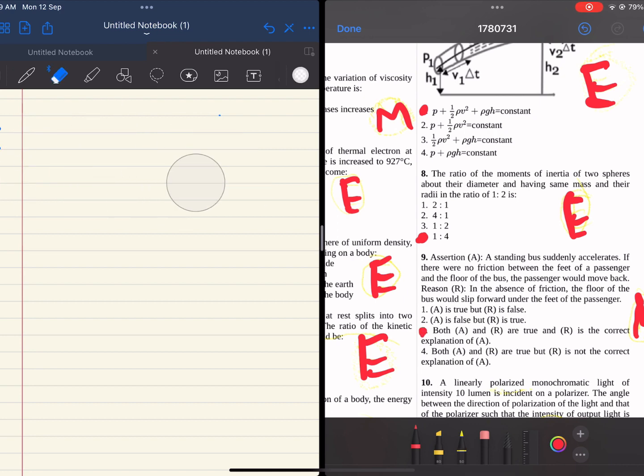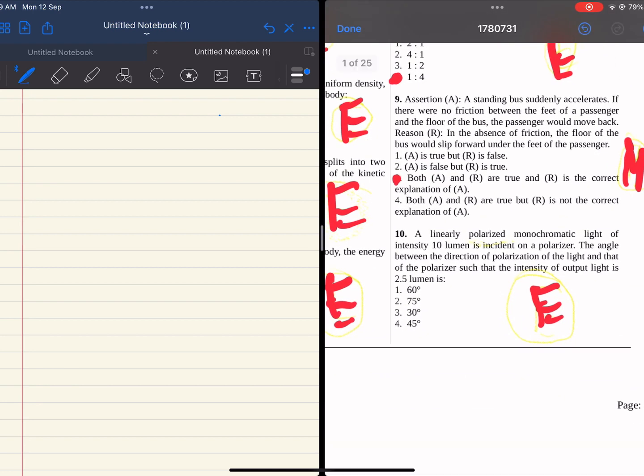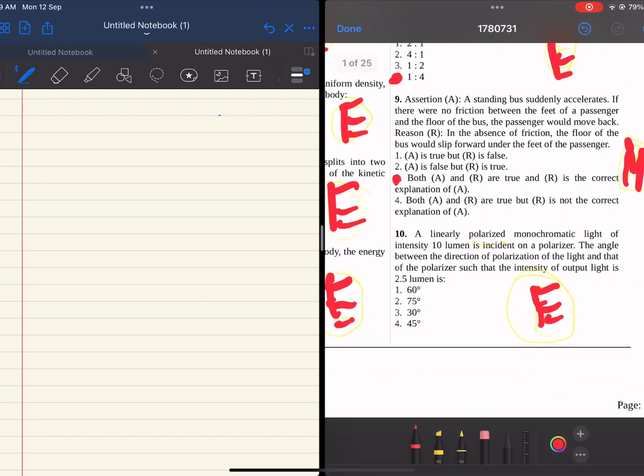Okay, let's move on to the 10th question. The 10th question is clearly based on Malus law. Here it says linearly polarized monochromatic light. That means it's already polarized.